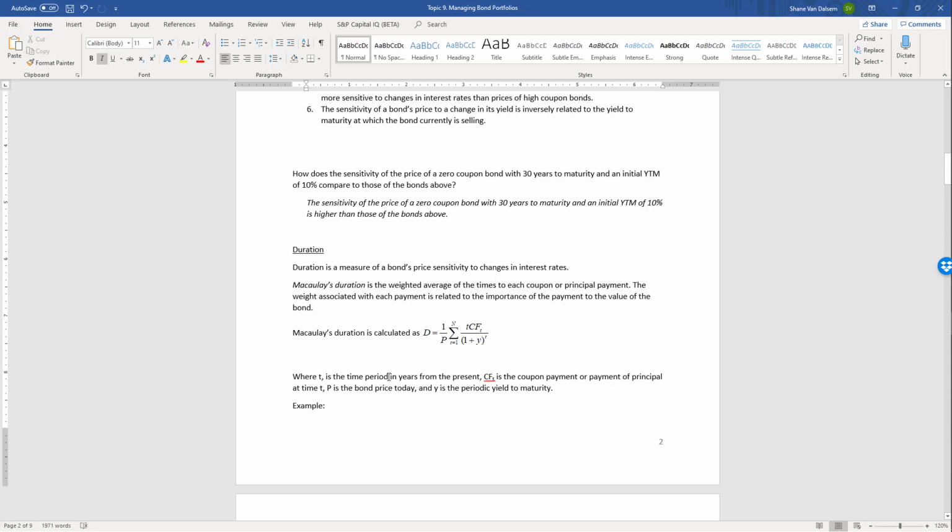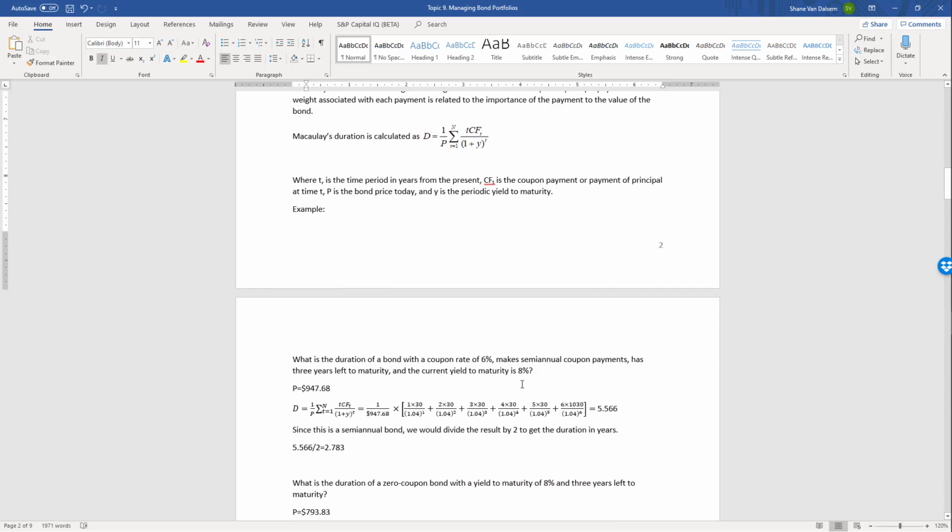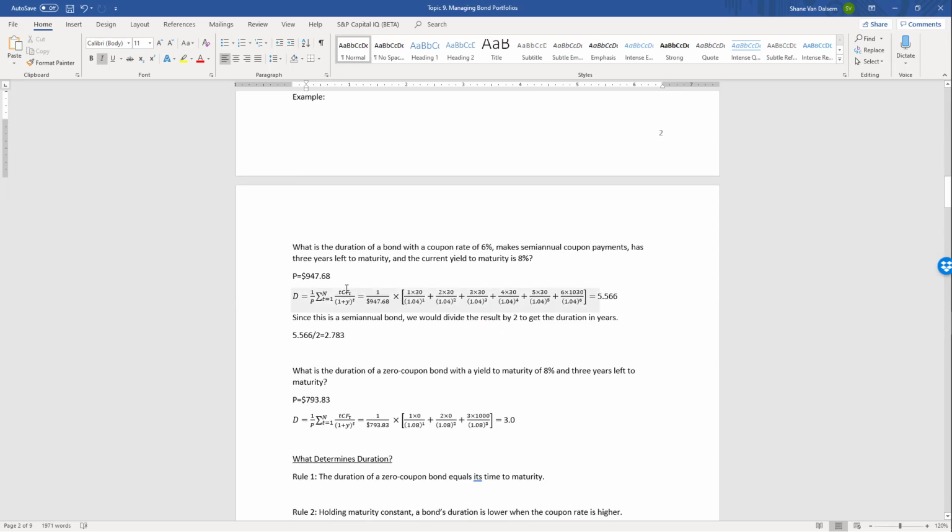Where t is the time period in years from the present, CF sub t is the coupon payment or payment of principal at time t, P is the price of the bond today, and y is the periodic yield to maturity. So the example I have down here for you is, what is the duration of a bond with a coupon rate of 6%? It makes semi-annual coupon payments, has 3 years left to maturity, and the current yield to maturity is 8%. And here I work through the calculation for you.